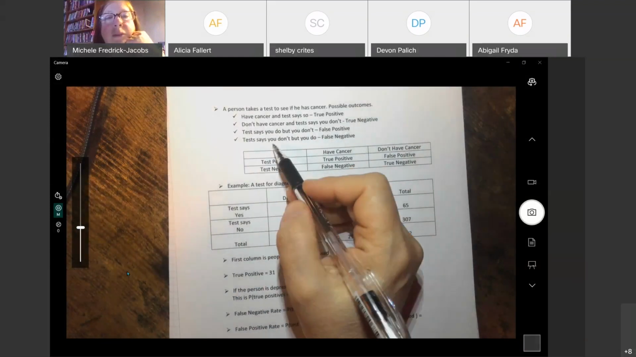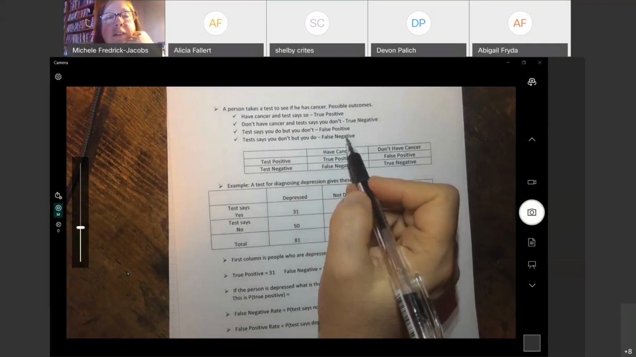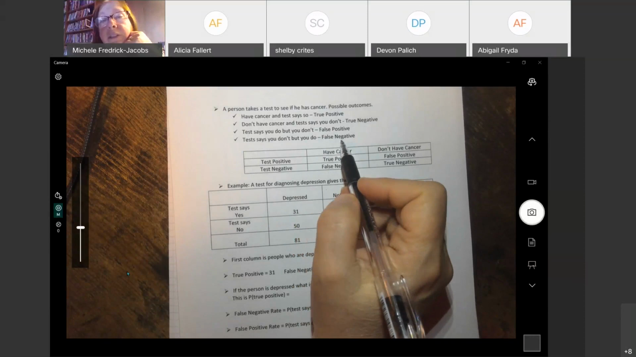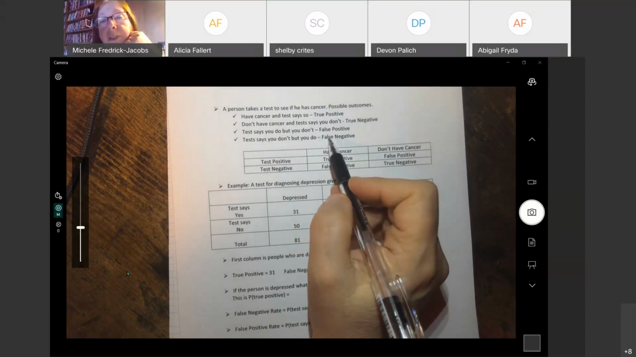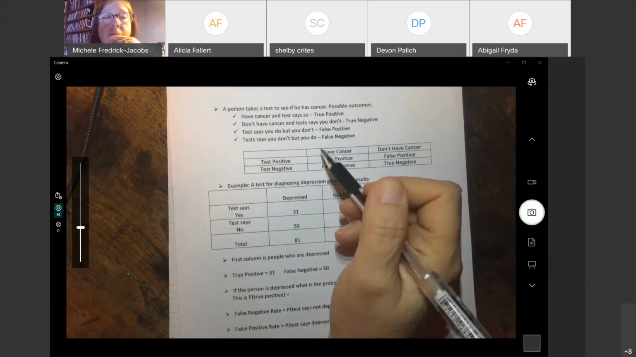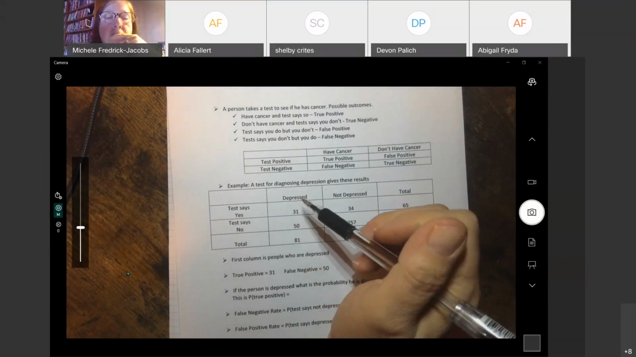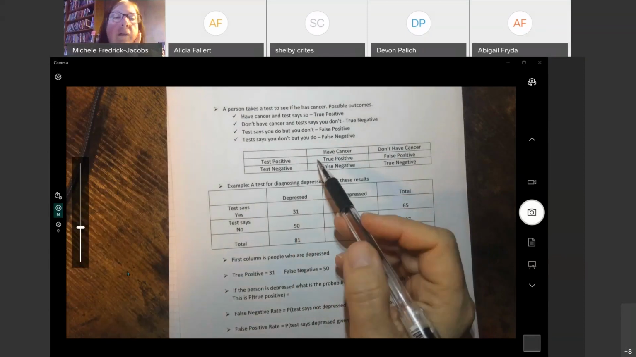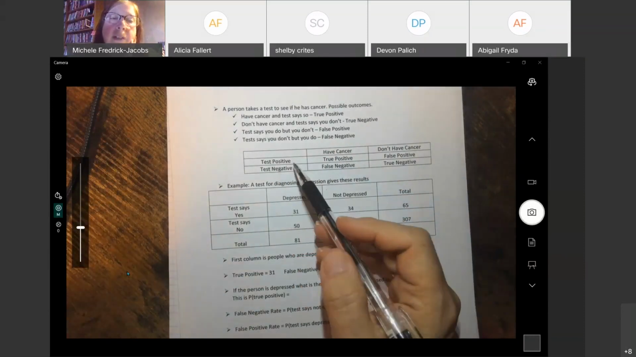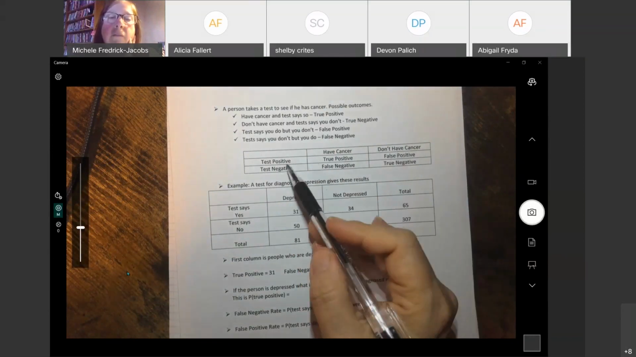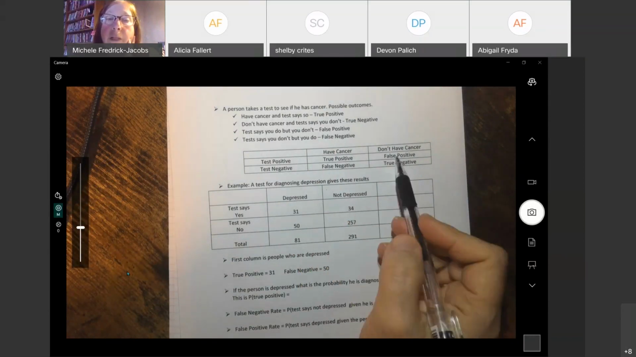So this one says you don't have it, which makes it a negative, but you do, and that's what a false negative means. The test says you don't, but you do actually have it. Any questions on that? So one way you could write it, if the test is positive or negative, and you do have it and you don't. And these are where it would fall then.